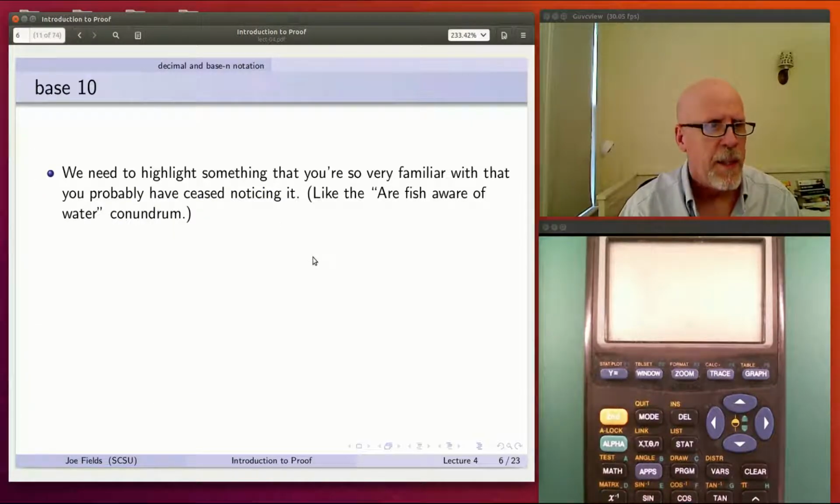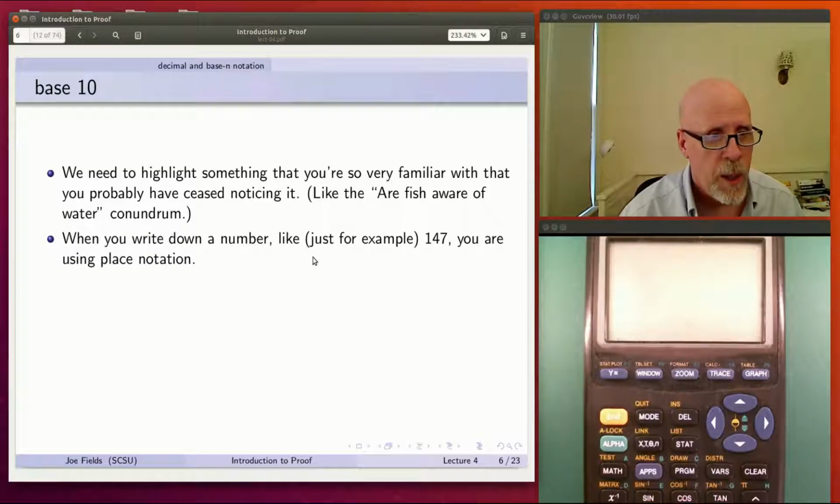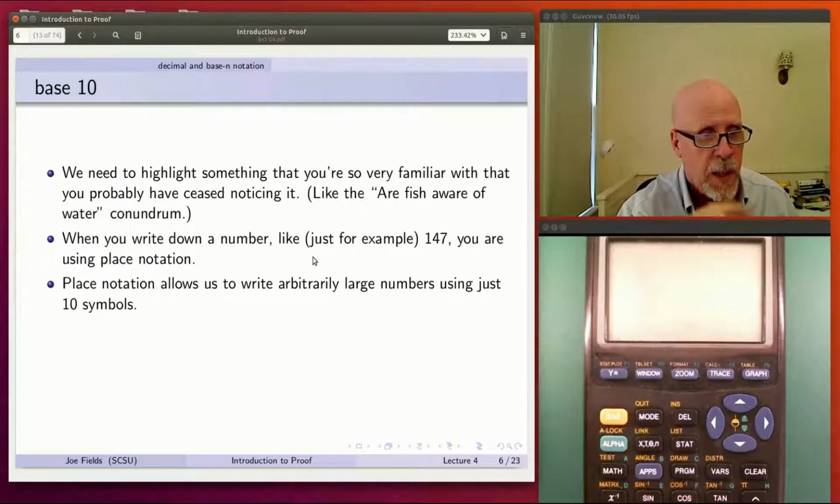Base 10 is something you're so used to. It's rather like the thing about, are fish aware of water? You probably are so familiar with it that you've stopped noticing it. So let's back away a little bit and notice it. When you write down a number, and just as an example, I picked the number 147 here, you're using place notation. You're using the idea that the seven is in the ones place, but the one is in the hundreds place, right? They mean different things. Place notation lets us write arbitrarily large numbers using just the 10 symbols, 0 through 9.